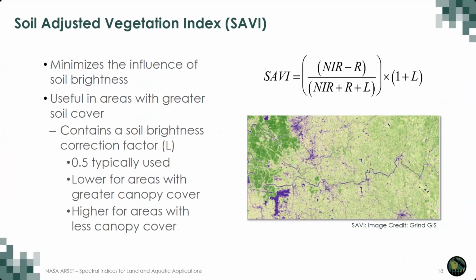Here the near-infrared and red bands are still used, but a correction factor is applied. The soil brightness correction factor, known as L, is defined as 0.5 to accommodate most land cover types. And SAVI ranges from -1 to 1, with low values corresponding to a small cover of green vegetation in the area.